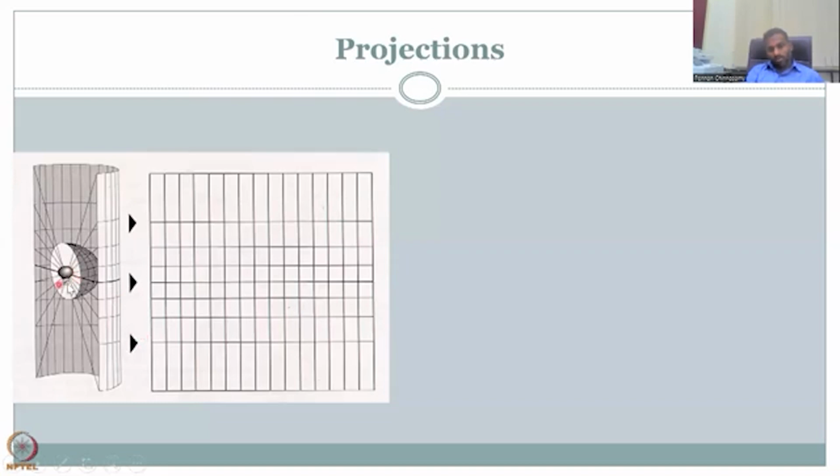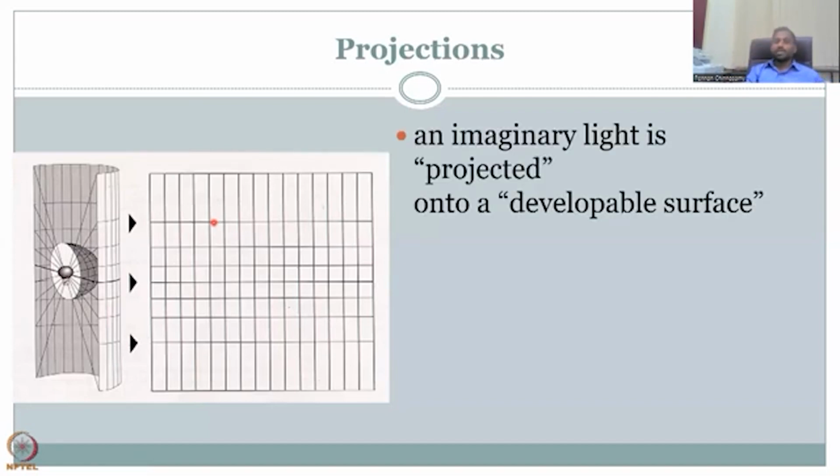So along the center, because you place the light in the center, the distance between the grids is the same. However, if you go out of the center, you could see that the box gets elongated. And that is purely because the light has to travel a longer distance. It is an imaginary light projected onto a developable surface, right? This surface is an imaginary surface also, because it is a 2D image. It is a 2D screen where you are projecting your image.